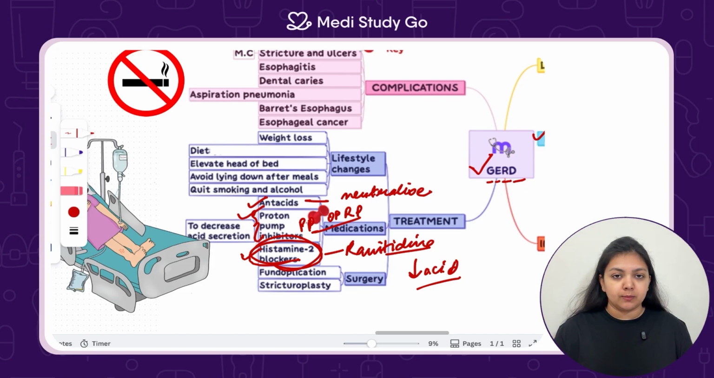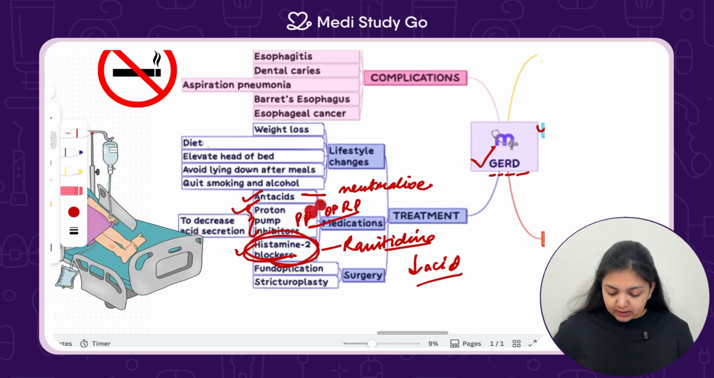or proton pump inhibitors. Both of these act on the acid producing cells and they decrease the gastric acid secretion in the gut, therefore decreasing the symptoms of GERD. This is the symptomatic relief which a patient requires immediately. Now, if suppose we have seen that there is some problem in the esophagus and in the sphincter, we need to do surgery where fundoplication and structuroplasty might be required.